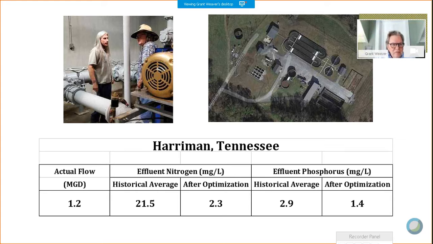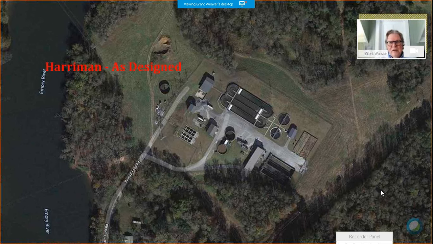But look at the results down here. They cut their nitrogen over the years from over 25 parts to 2 parts. So that's just about 90% reduction. And the phosphorus cut in half. And that's an oxidation ditch, just by operating it differently.